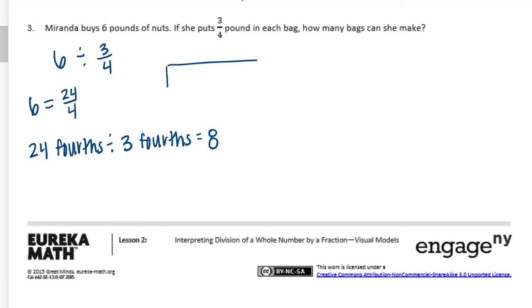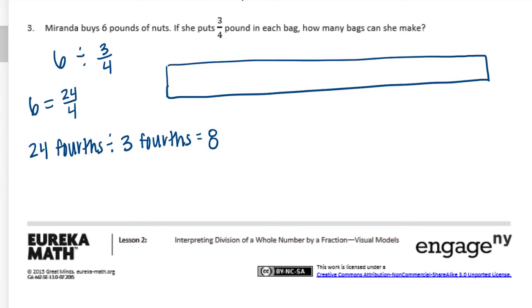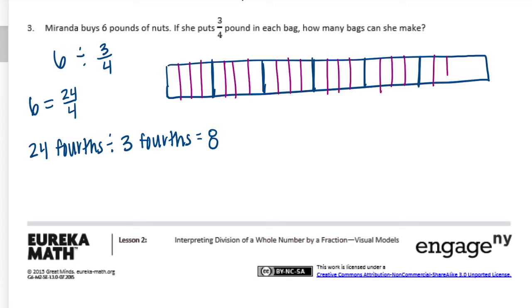So let's see if we get 8. So 6 pounds. 1, 2, 3, 4, 5, 6. And she puts 3/4 pound in each bag. So let's split them all into fourths. And now I'm going to sort it into groups of 3/4. So there's 3/4. There's 3/4. So we got 1, 2, 3, 4, 5, 6, 7, 8. So that would be 8 bags.